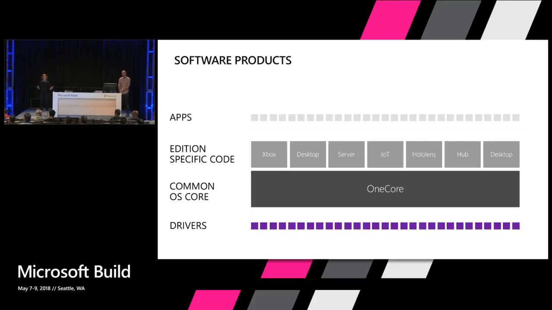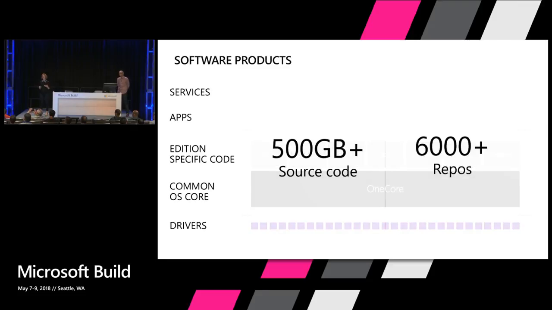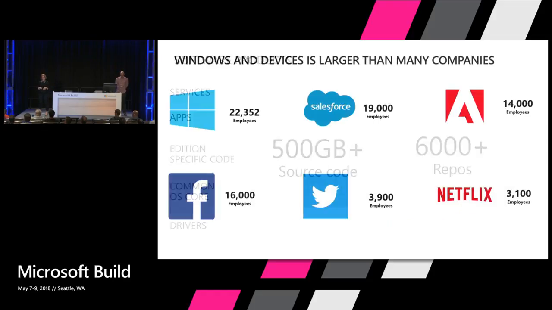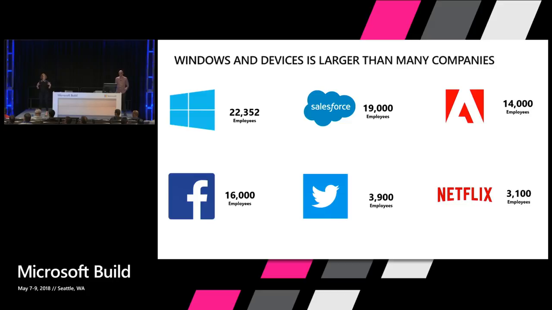We have apps that sit on top of all of those layers. And we have services that run alongside. And all of this, as you can imagine, across all those form factors creates a lot of code and a lot of repos. So we have 500 gigs of source code, and we have about 6,000 repos. So we have a lot of form factors we run on. We have a lot of code we've got to manage. And we have a lot of people that steward and manage that code and those devices.